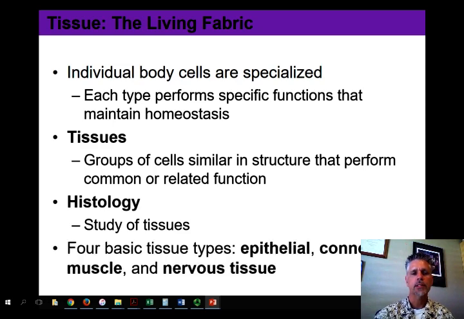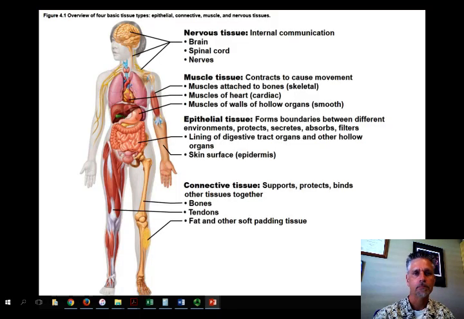And with these tissues, there's four basic tissue types. We've talked about it before. Epithelial, our covering and lining. Connective, for protecting and surrounding and functionally connecting things. Muscle, for movement. And then nervous, for communication and coordination.